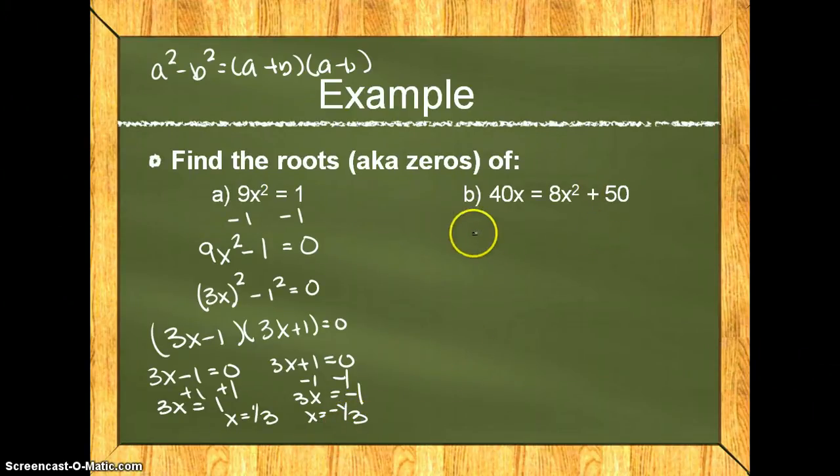For b, again, the first thing that you want to do is to rewrite so that it is equal to 0. So I subtracted 8x squared from both sides, and the 50, actually. I'm going to rewrite that. So minus 8x squared minus 50, minus 8x squared minus 50.